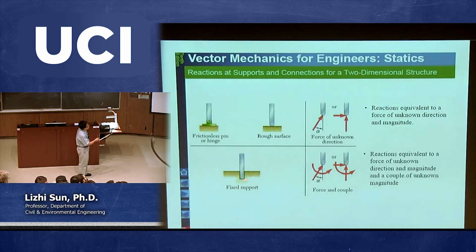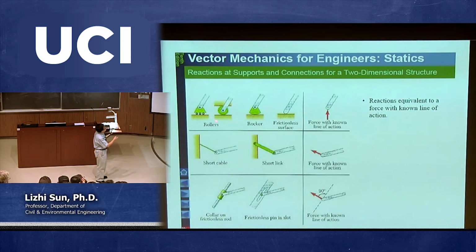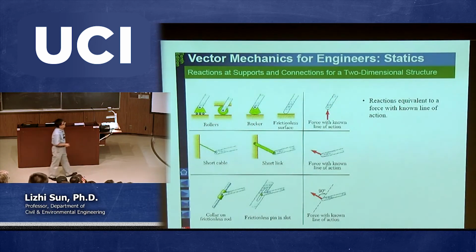Sometimes we deal with a fixed support. With a fixed support, you basically have three unknowns: the resistance in x direction, resistance in y direction, and then the moment resistance. For the pin, you basically have these two. And as another special case, if we talk about rocker and rollers, we basically have only one reaction.